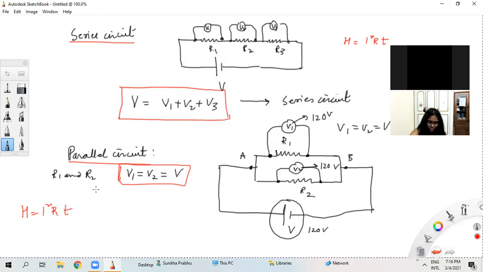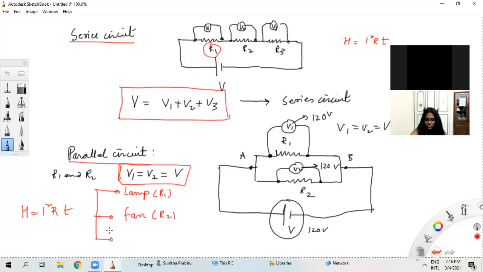That is one formula that is available, irrespective of the kind of resistance. R1 may be a lamp. R2 may be a fan. Everything is viewed as a resistance in electricity. R3 may be an AC, air conditioner.